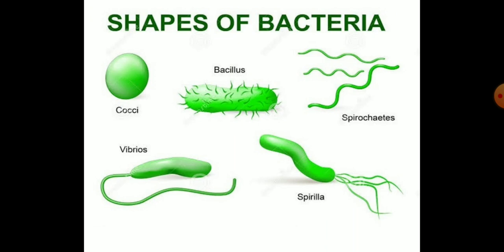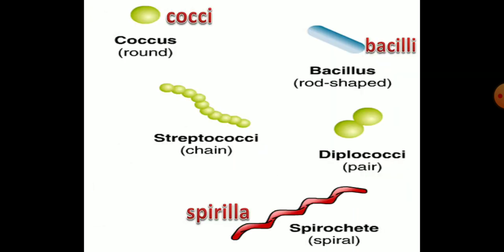Now let us understand about the shapes of bacteria. There are different shapes of bacteria. If the bacteria is found in spherical or round shape, then it is called coccus. If the bacteria is found in rod shape, then it is called bacillus. If the bacteria is found in spiral shape, then it is called spirillum.